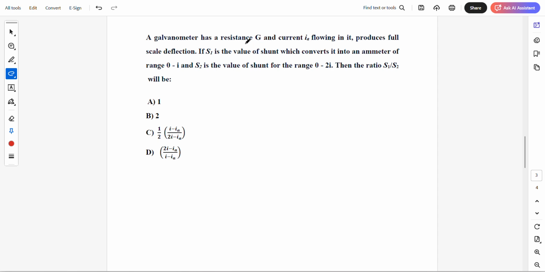A galvanometer has a resistance. Okay, there is a galvanometer, write it as G. The resistance of the galvanometer G is given. And current IA is flowing through it. Current IA is flowing in it, and it produces full scale deflection.